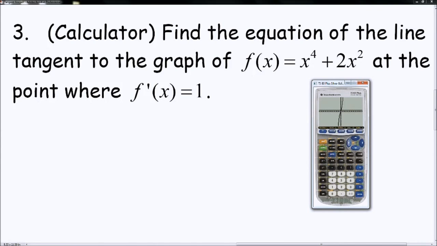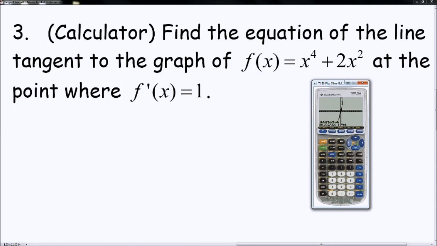So we can go to second trace, or calc, and go down to 5, which is the intersect. And then we're just going to go ahead and select both of my functions. And it gives us the x coordinate of 0.236. And so that's the x coordinate for the equation of my tangent line. But I also need to find my y coordinate. Now you have to be really careful. We want the y coordinate for the parent function, not the y coordinate for the derivative. The y coordinate of the derivative is the m of my tangent line.